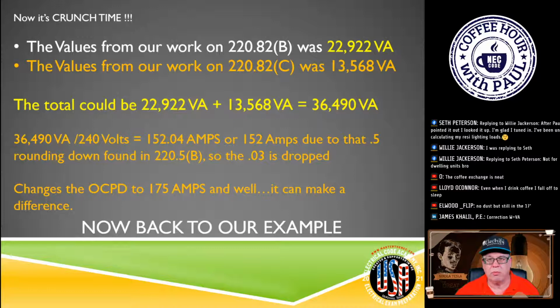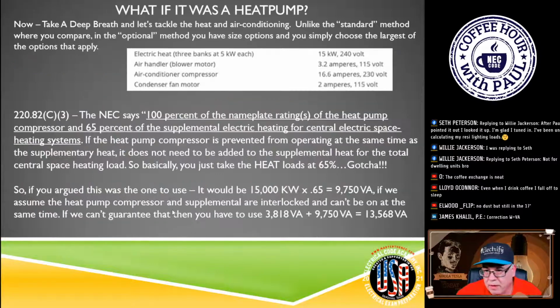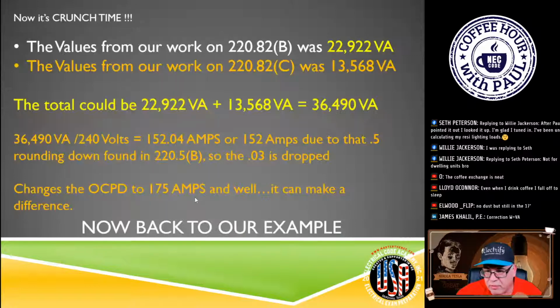Okay, so we had this. Let's always check our math. 22,922 plus 13,568, if that's what we had. That's 36,490. And let's verify 13,568 real quick, because I might have done all that for nothing. Yeah, no, 13,568. So that's what we got. I think you get the point. So here we're at 36,490. We take that divided by 240, 152.04. We get to drop the 0.04 again because of the rules in 220.5(B). I don't know why that says 0.3, obviously because I changed it.